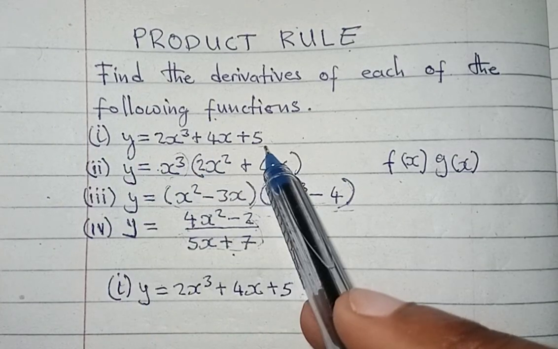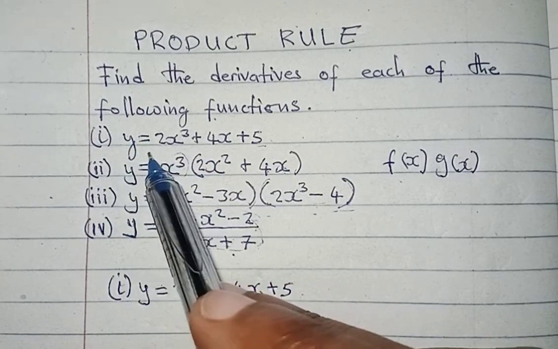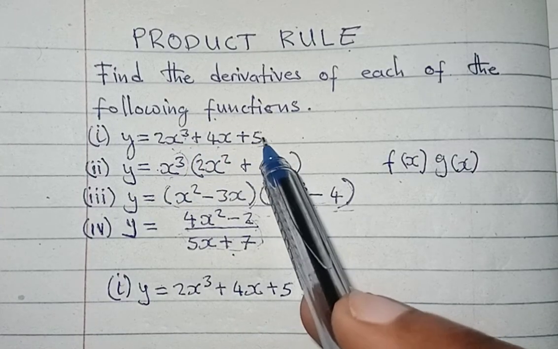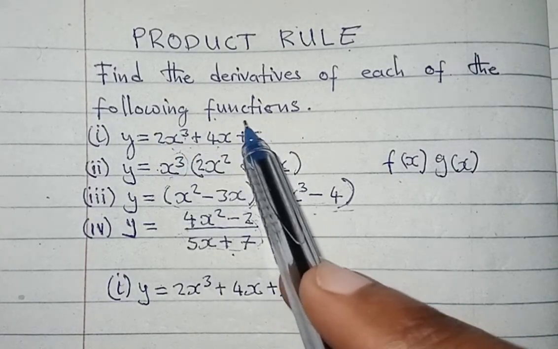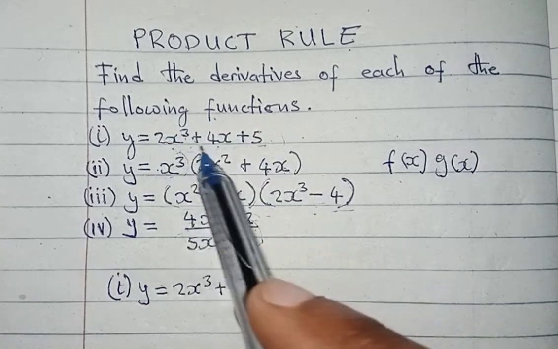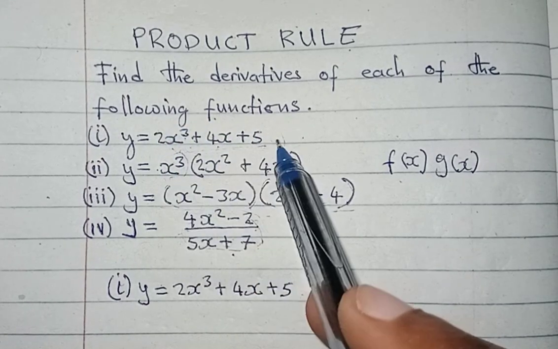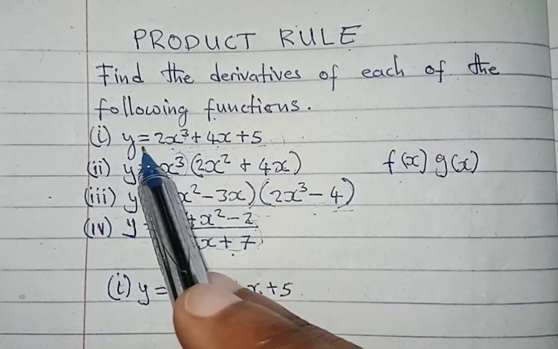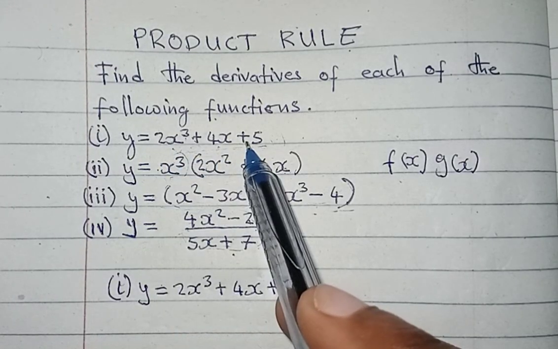In the first example, we have a function y is equal to 2x to the power 3 plus 4x plus 5. So for this function, there are no functions within these functions which are multiplying. So for the first example, we cannot apply the product rule.